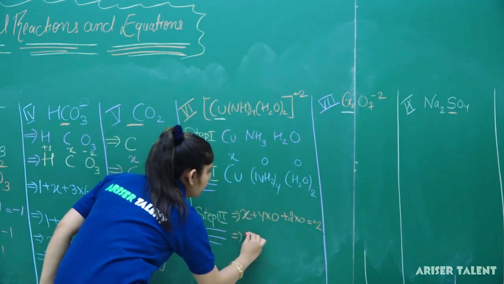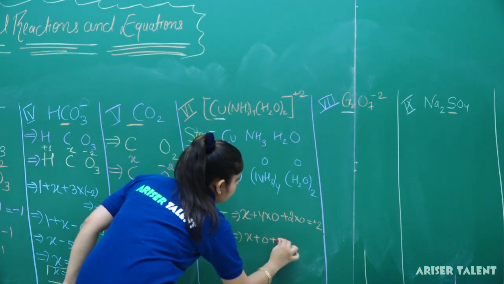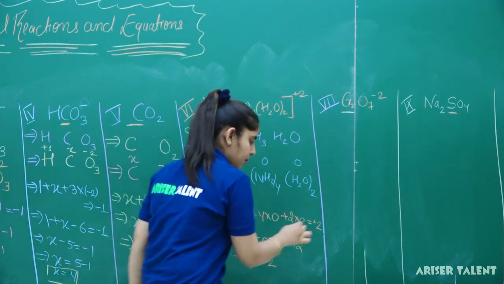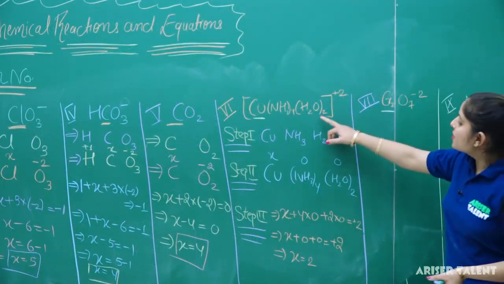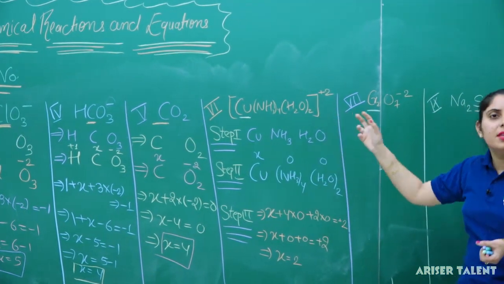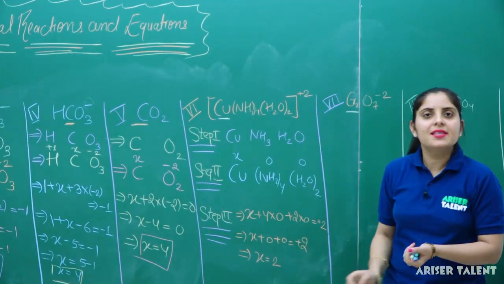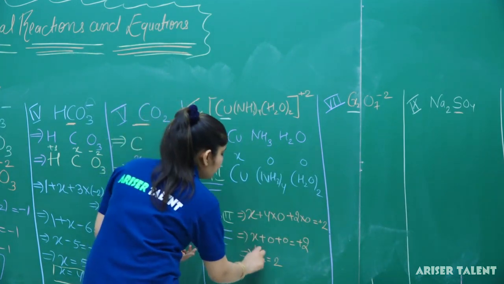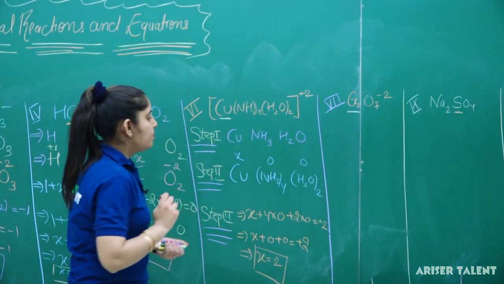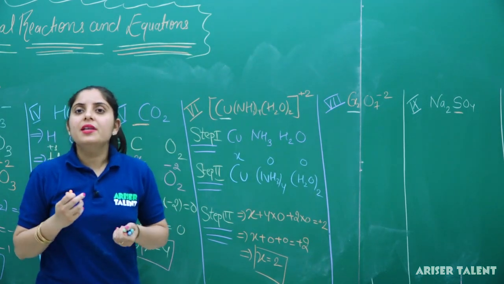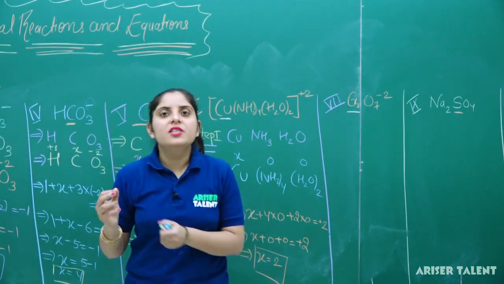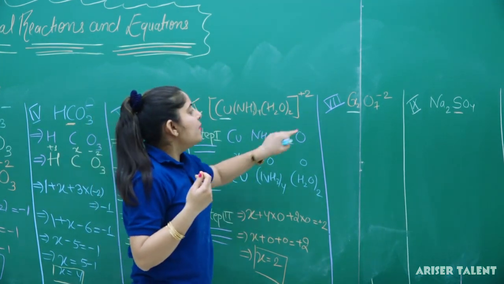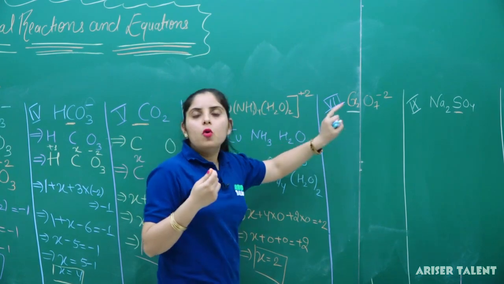So what we will get here is that the oxidation state of copper in this coordinate compound came out to be X equal to 2. So here the oxidation state will be plus 2. So the correct answer is X equal to 2. I hope this is clear to you, by calculating the unknown quantity as X. Now we are on our next element, Cr2O7 2-.